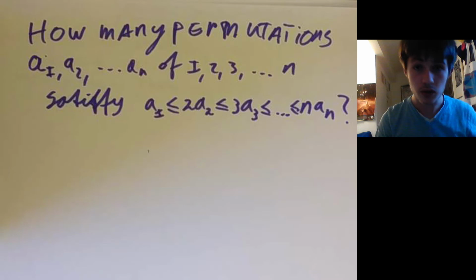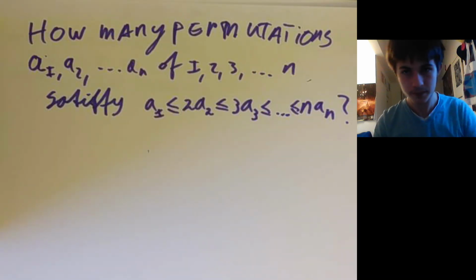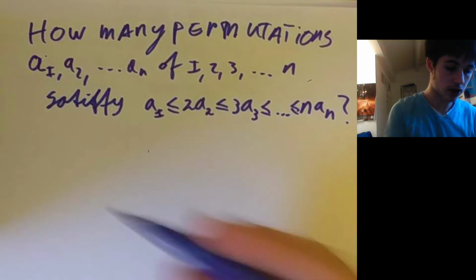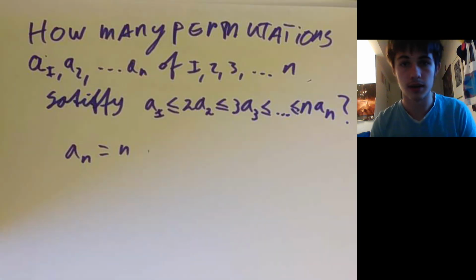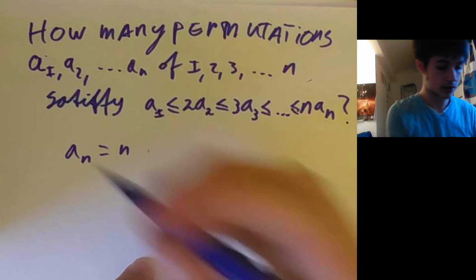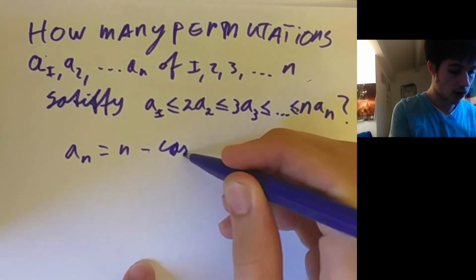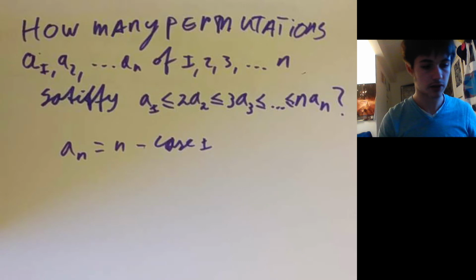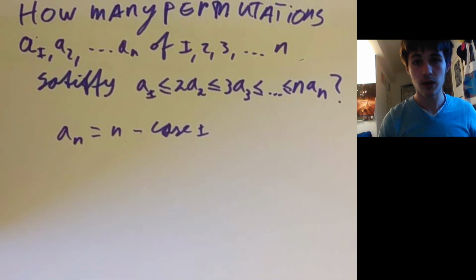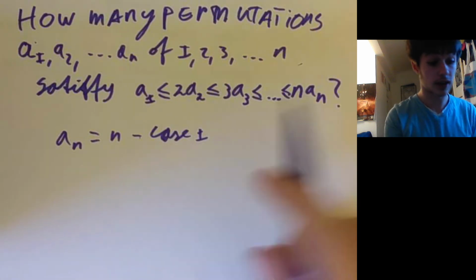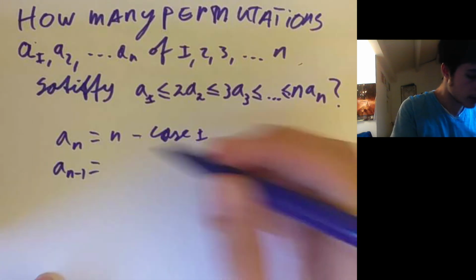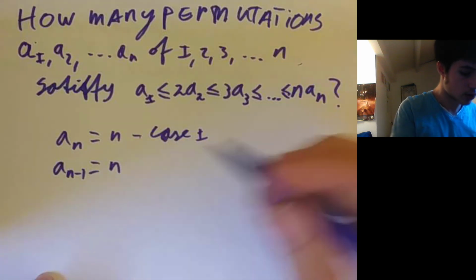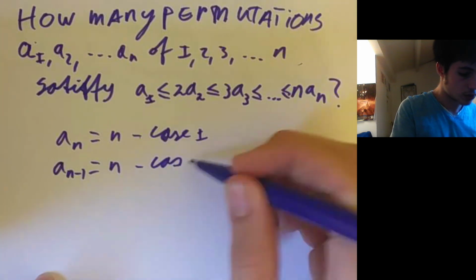And to start, we're going to look at where n is going to be in this permutation. Well, of course, an can be n, so an can be equal to n. That's going to be case 1. That's definitely the case, but we're interested in whether n can get in some other place. So what if an minus 1 were equal to n? This is case 2.